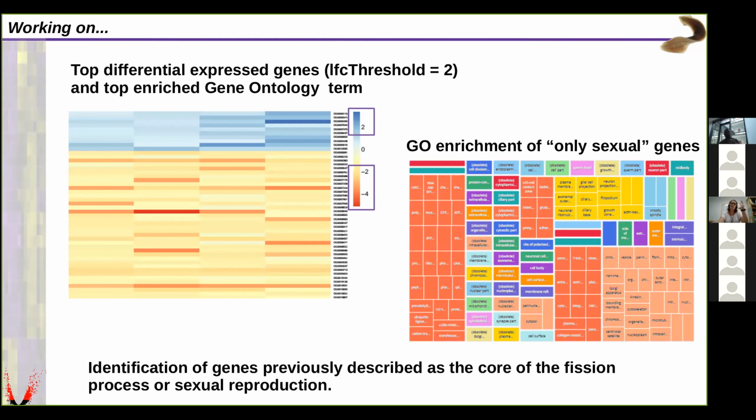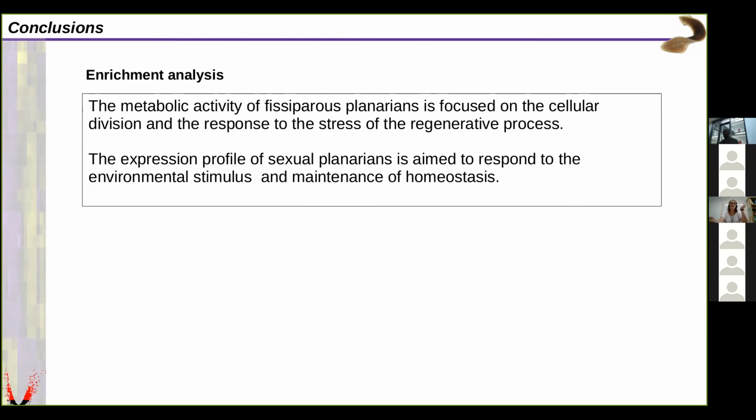Nevertheless, with our previous data, we can conclude that the metabolic activity of fissiparous planarians is focused on cellular division and the response to the stress of the regenerative process, while the expression profile in sexual planarians is aimed at responding to environmental stimulus and the maintenance of homeostasis.